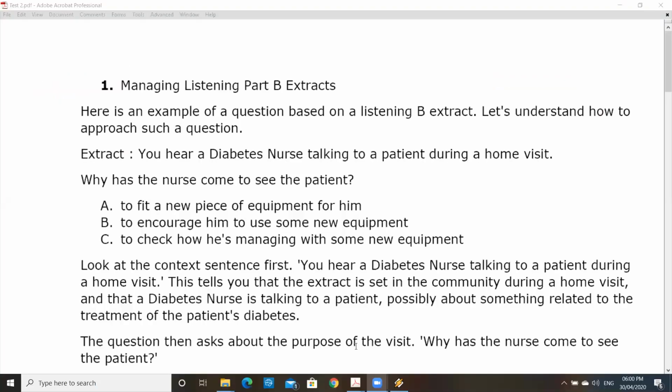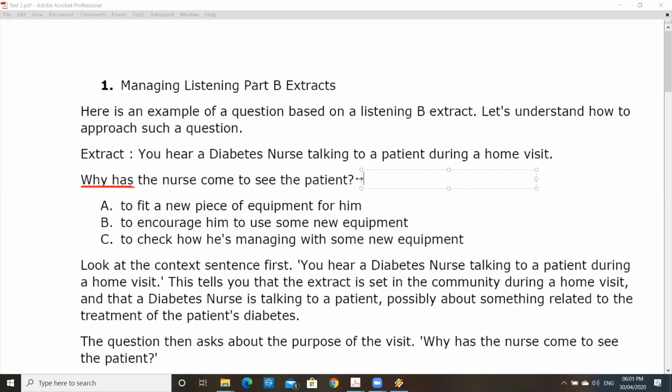Okay, now let us do one question here, and with that I would explain the strategies for handling such a question. Okay, so you have the question here. First of all, I have to decide by reading the question what kind of question I am dealing with. So here you would have the context sentence, which will tell you where the conversation is taking place. Here it says you hear a diabetes nurse talking to a patient during a home visit. Why has the nurse come to see the patient? So it is asking you the purpose of the nurse's visit.